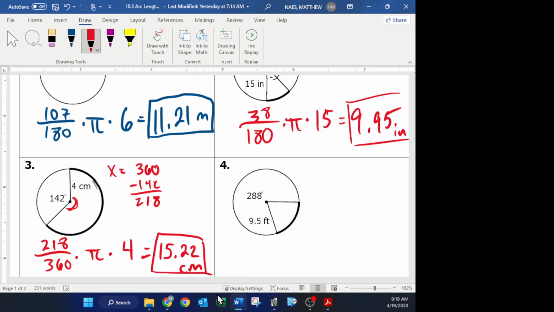Centimeters or centimeters squared? Since it's circumference, it's in just centimeters. You'd have to see the word area for centimeters squared and volume for cubed. So whether it's lateral area, surface area, or just area, that's units squared. Perimeter and circumference is just units. Volume is units cubed. All right, so try number 4. Basically the same as number 3.